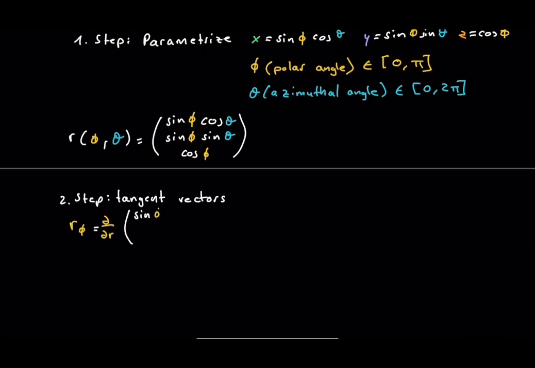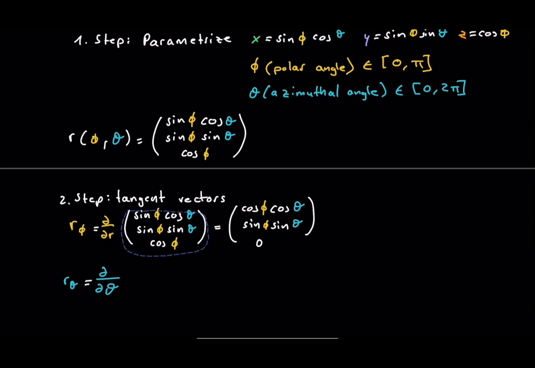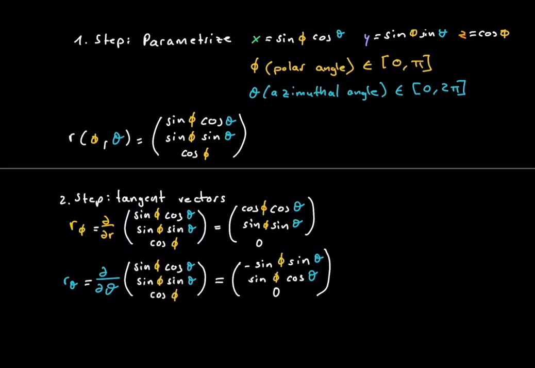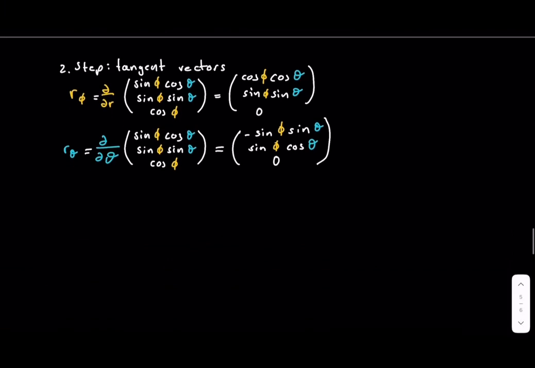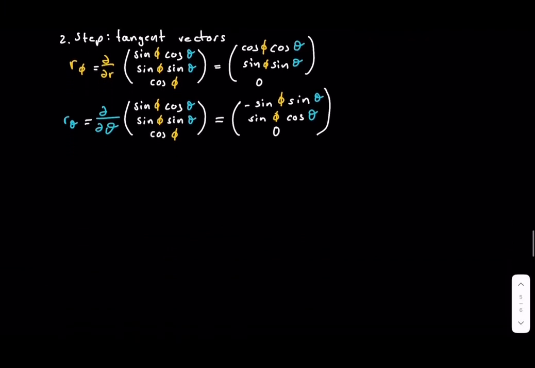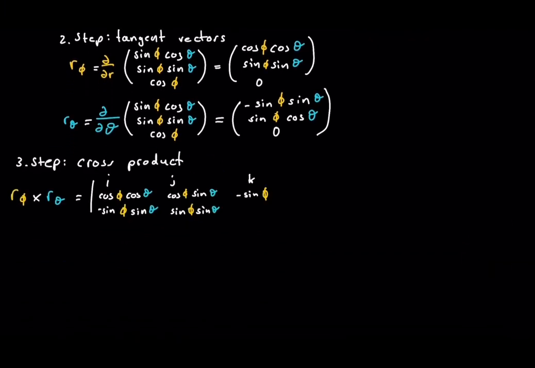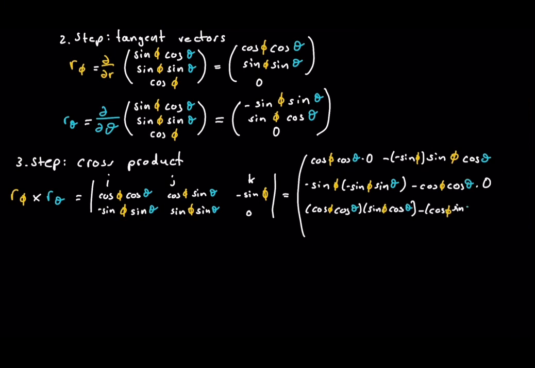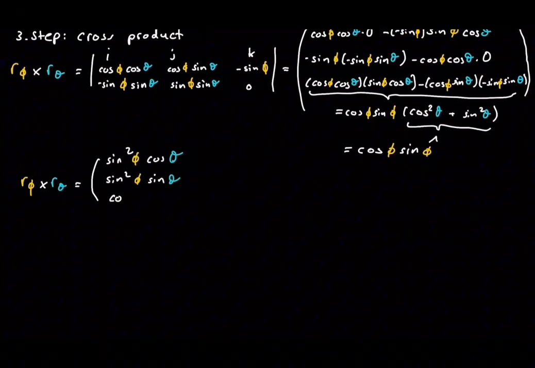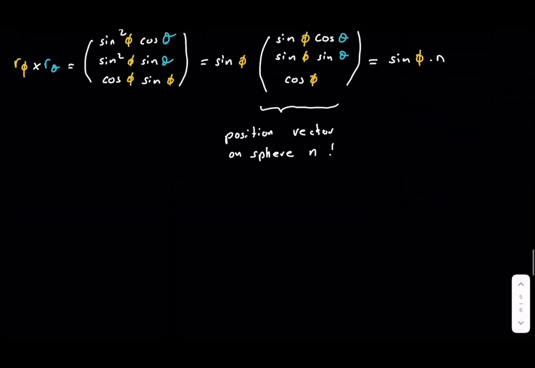Step 2. Tangent vectors. Differentiate with respect to phi and theta. r_phi equals (cosine phi cosine theta, cosine phi sin theta, minus sin phi). r_theta equals (minus sin phi sin theta, sin phi cosine theta, 0). Step 3, cross product. Compute r_phi cross r_theta. It simplifies nicely to sin phi times the outward normal vector.